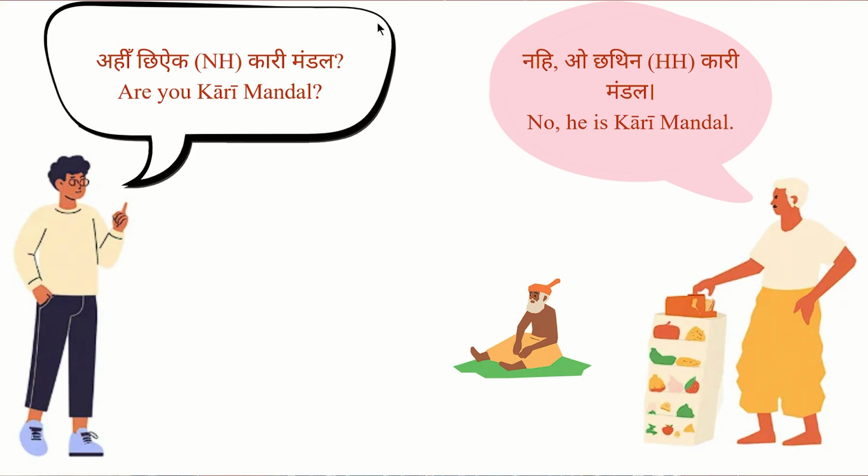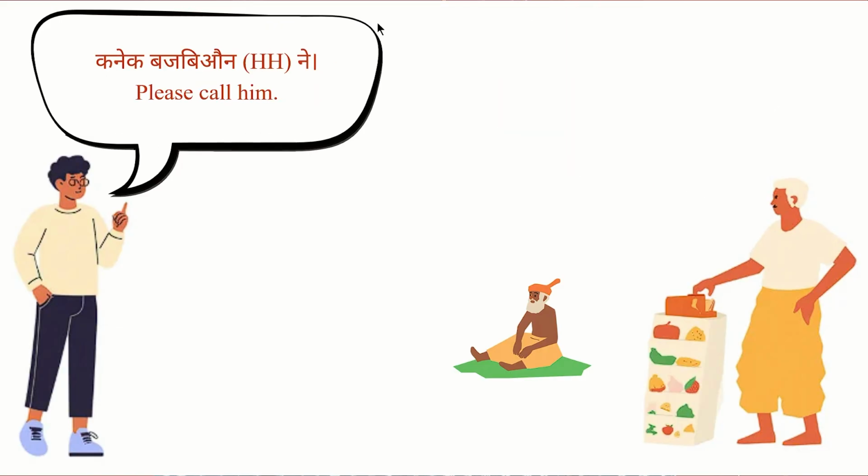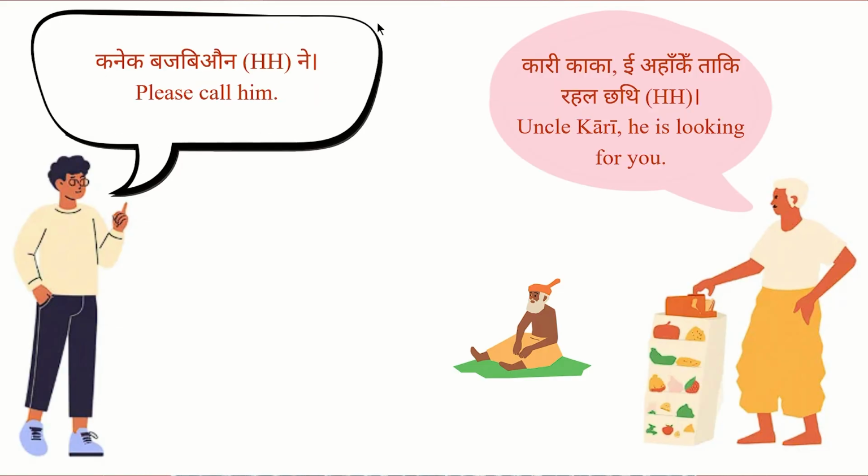So he says, "Nahi, nahi, O chhathin Kari Mandal." No, he is Kari Mandal. Please call him. "Kari Kaka, E ahan ke taki rahal chhathi." Again, notice the demonstrative pronoun E here, which is referring to the boy who came asking for Kari Kaka, and since he is in the near vicinity, a proximate referent, that's why E has been used. So this translates to: Uncle Kari, he is looking for you, for he is someone nearby to the speaker.